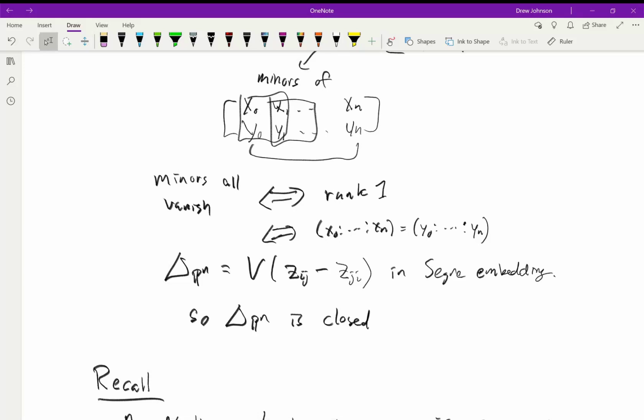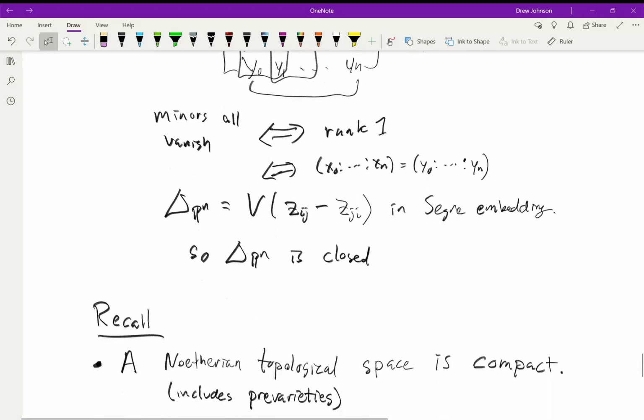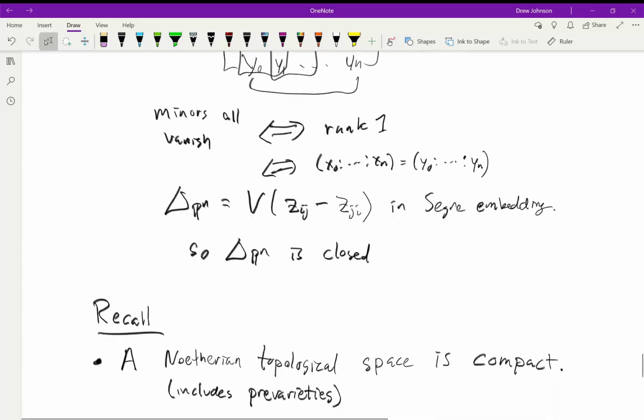Now, similar to the situation with separated, the traditional idea of compactness is not quite right for the Zariski topology. So let's do some remarks to see why that's the case. Let's recall that a Noetherian topological space is always compact. I think that was an exercise in the first chapter or something. That includes all prevarieties, which are Noetherian topological spaces. So the idea of compactness in the traditional sense is not useful.